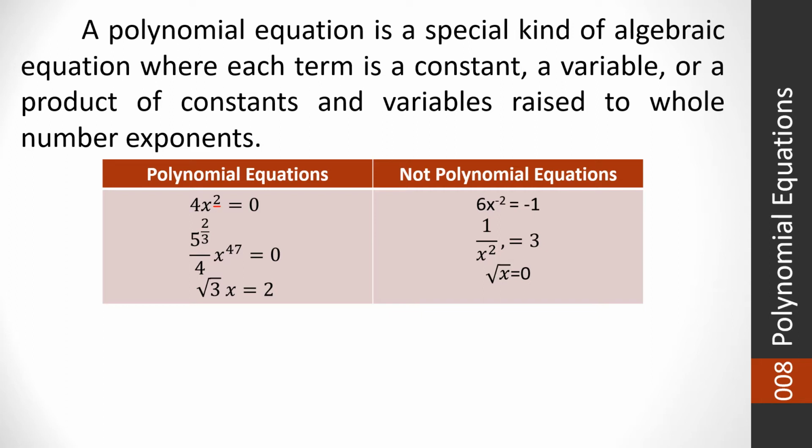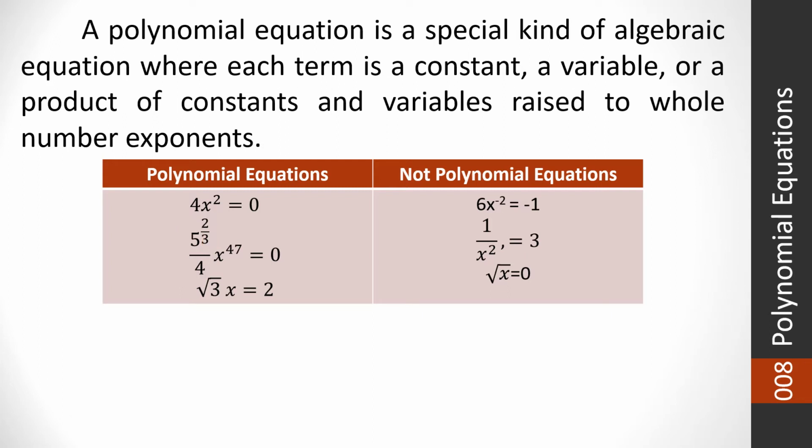5 raised to 2 over 3 over 4 x to the 47 power. So, kung titingnan nyo, meron tayong fractional exponent. Pero, polynomial equation pa din to kasi itong fractional exponent natin or itong rational exponent, okay, that is in the numerator of our numerical coefficient. So, nasa numerator siya na itong numerical coefficient natin. Wala naman siya dun sa variable. So, still, this is a polynomial equation.